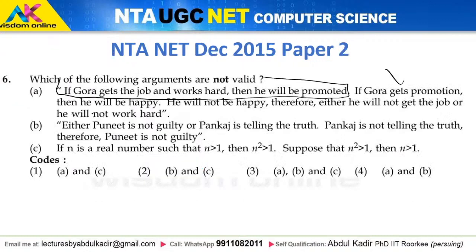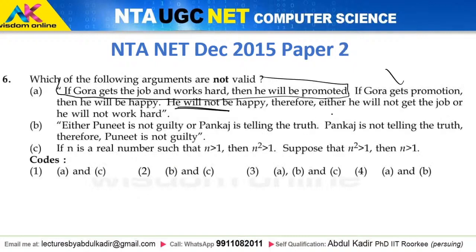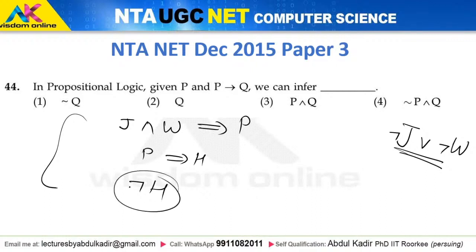Now the third hypothesis: he is not happy. And the conclusion is he will not get the job or he will not work hard. Now again, just look at the way I am doing it. This is very easy, because this is only involving one variable.